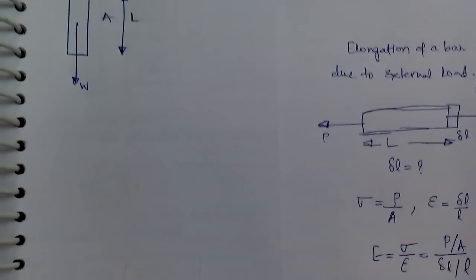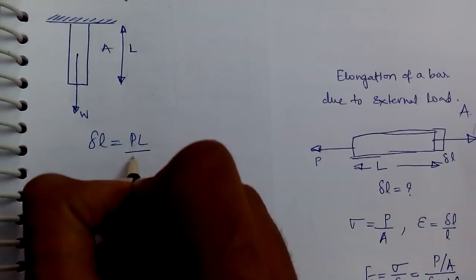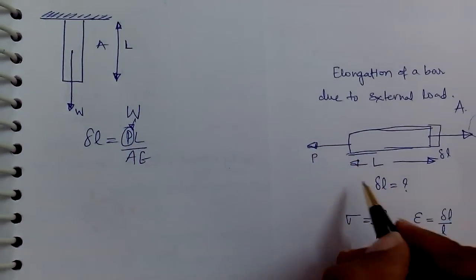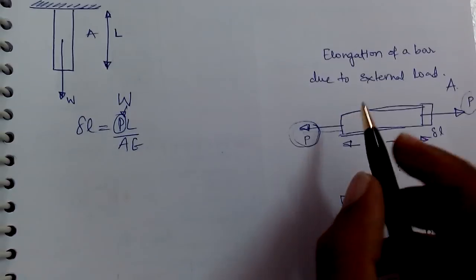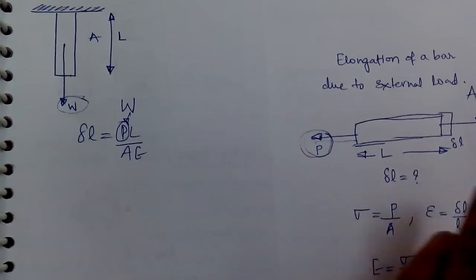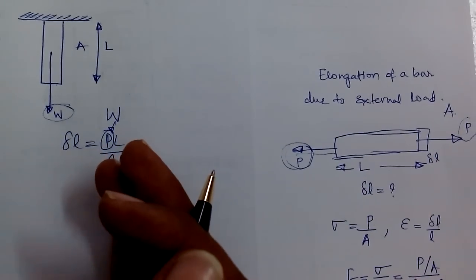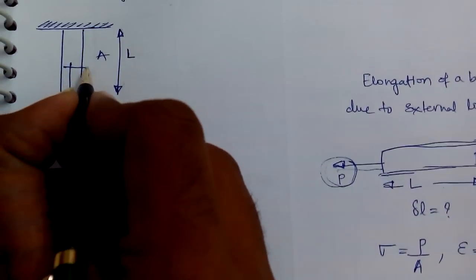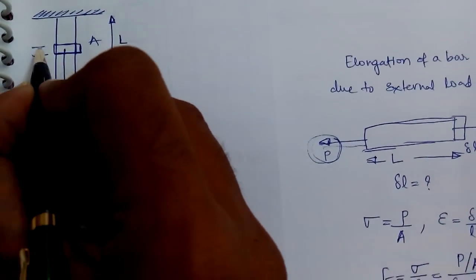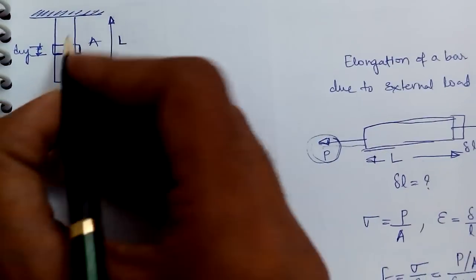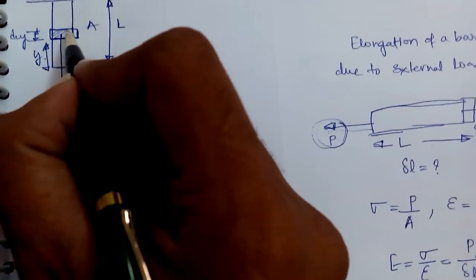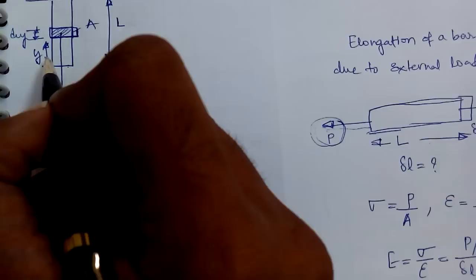In the case of self-weight, we cannot use the equation delta L equals PL by AE. We cannot substitute weight directly in place of P. Why? Because P is an external load, but W is the self-weight, an internal load. So we cannot directly apply the analysis we have done for external load. What we should do is consider an element in the bar, of length dy, at a distance of y from the bottom.